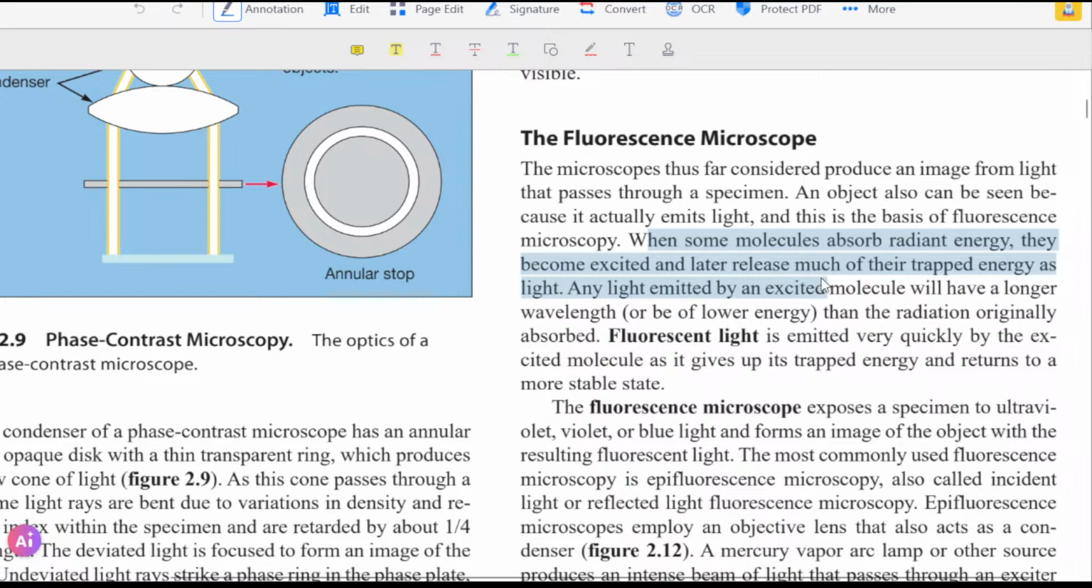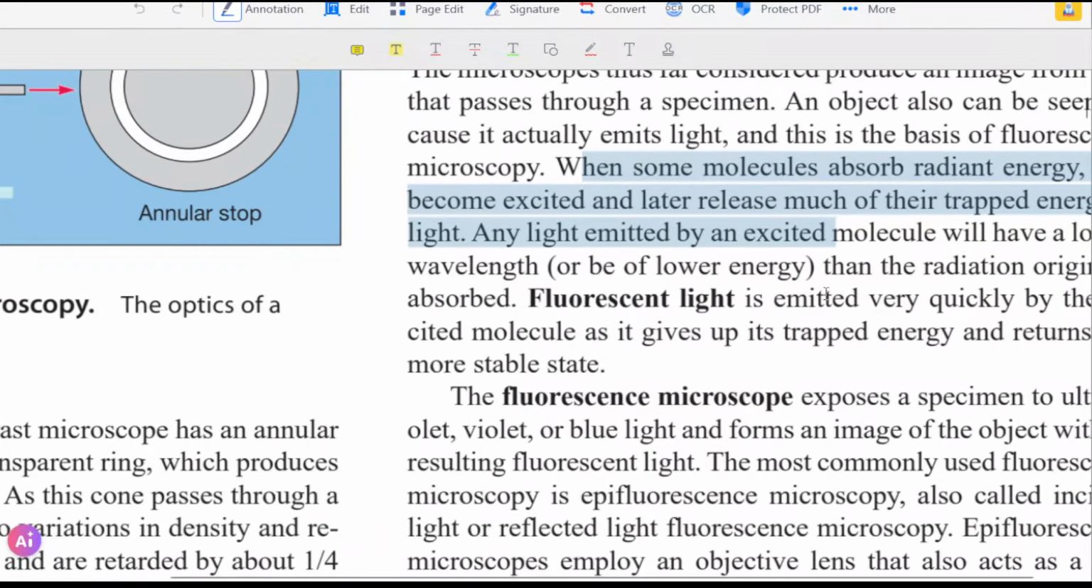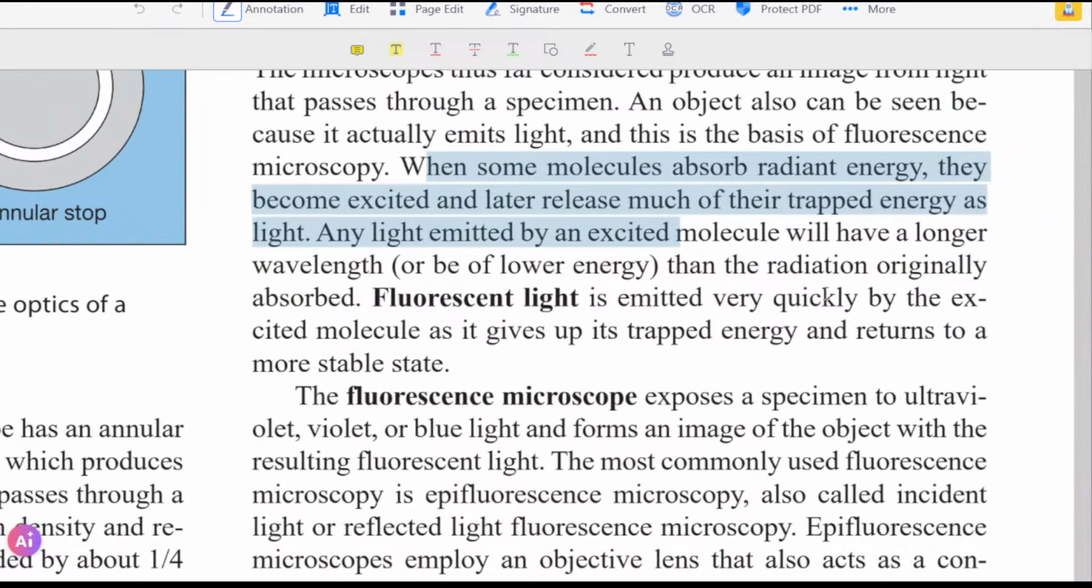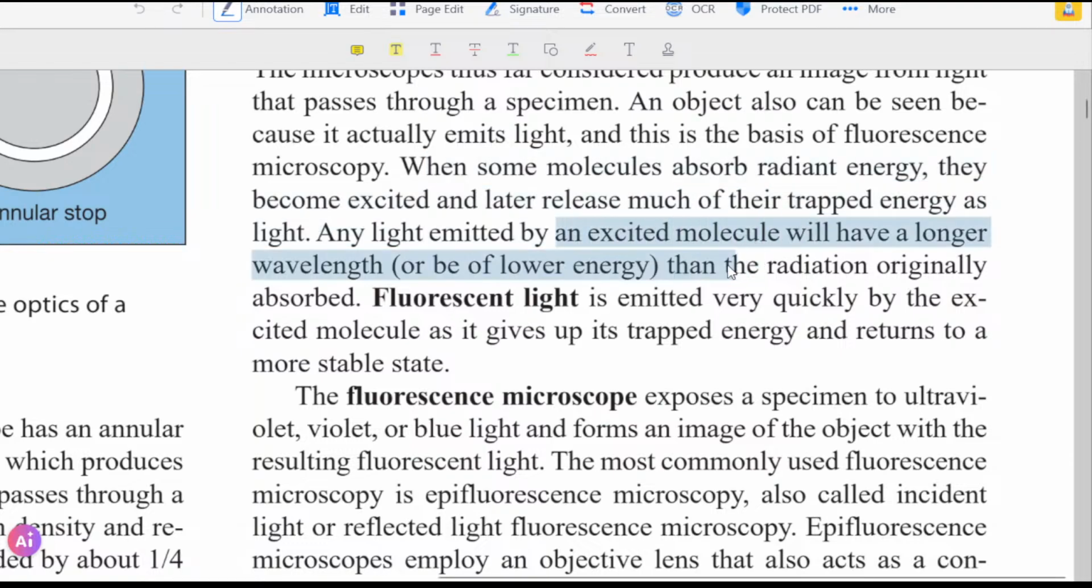So when some molecules absorb radiant energy, they become excited and later release much of their trapped energy as light. Right. Some molecules absorb energy, they become excited, and when they want to go back from that excitation phase to the lower energy phase, they release that energy. So any light emitted by an excited molecule will have a longer wavelength or be of lower energy than the radiation originally absorbed. Why does that happen? Always remember that the light absorbed has more energy than the light released, or you can say energy packet of energy. Light does have energy.